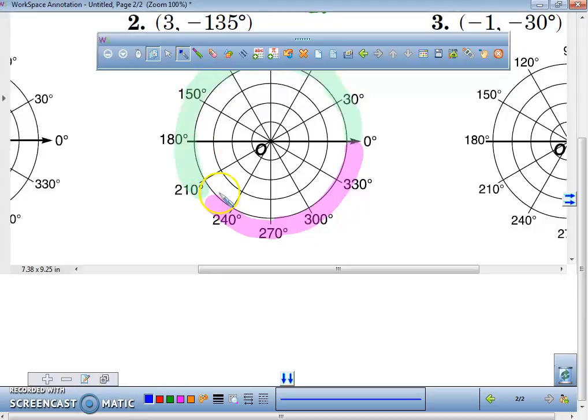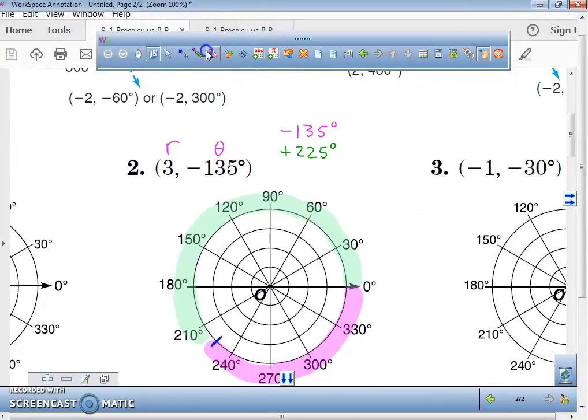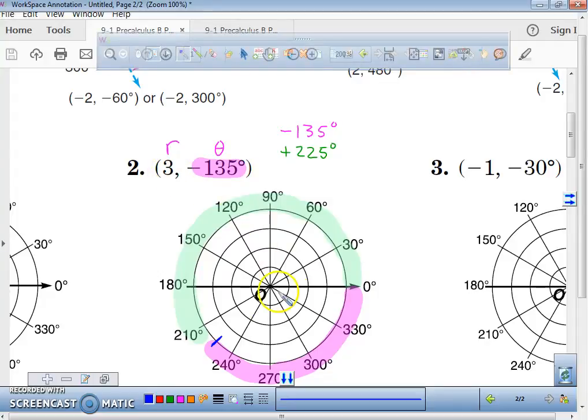So what I need you guys to understand is right here, in between, if I took 210 degrees and added 240 degrees and took the sum of those and divided it by 2, that would get me what? 450 divided by 2 is what? 225. So right here, this is positive what? That's positive 225, but that's also known as what? Negative 135. Now, right here is where we are on the graph, but it says r is what? 3. So I count out 1, 2, 3, and then I go over here and I put the point right there.